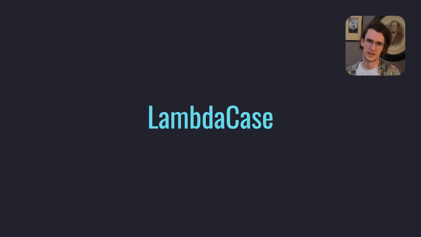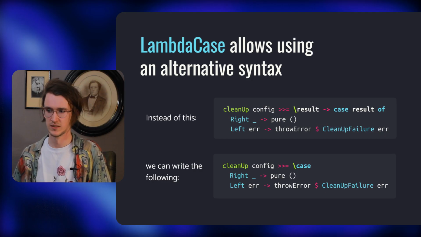The first one, LambdaCase, is a nice archetype of the Haskell extension. Something so simple and innocent and yet so controversial. Writing \case instead of \result -> case result of saves us a few characters, time, and energy. We don't have to invent a unique variable name each time. In this example, we only introduce the result variable to use and forget it immediately.